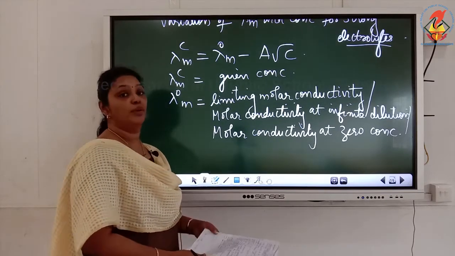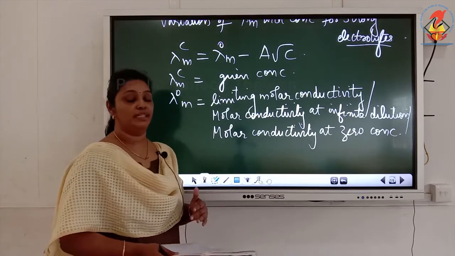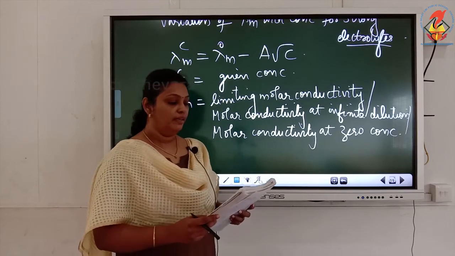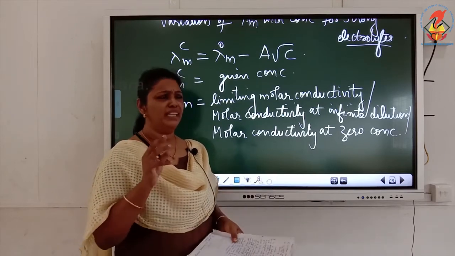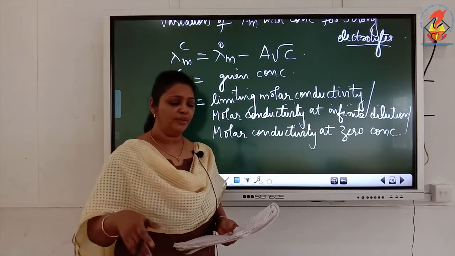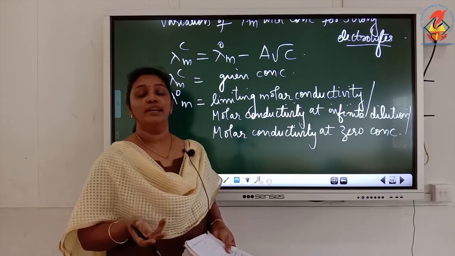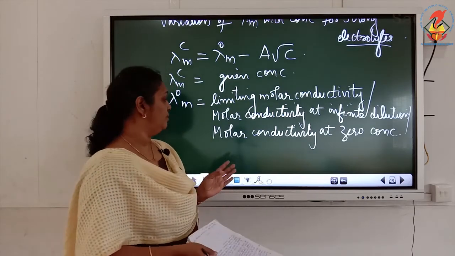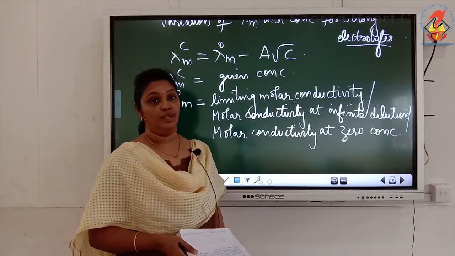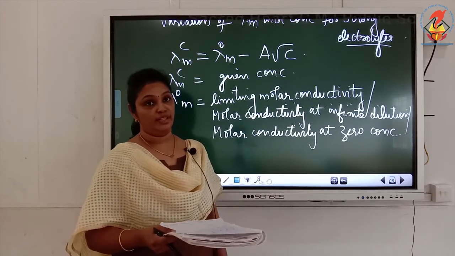What do you mean by limiting molar conductivity or molar conductivity at infinite dilution? Infinite dilution means the solution is so dilute that even if you add more water, it does not bring about any change in the value of lambda m. So that is infinite dilution, or we can say at infinite dilution the concentration will be zero. So we can call this molar conductivity at zero concentration.